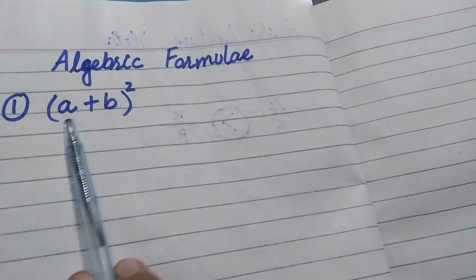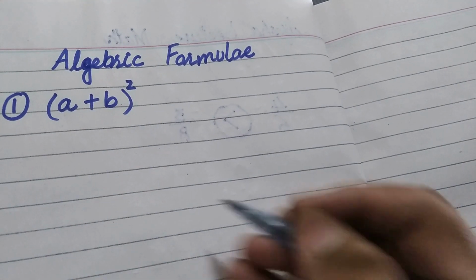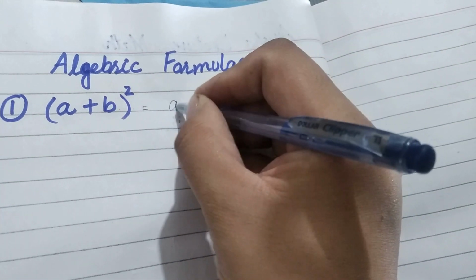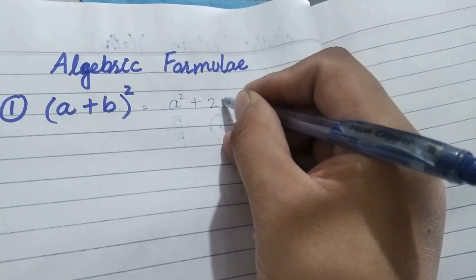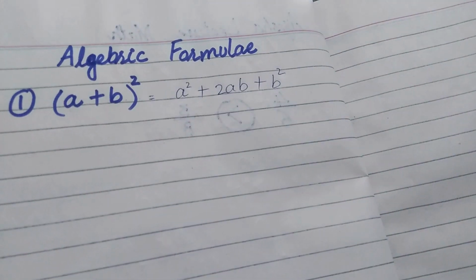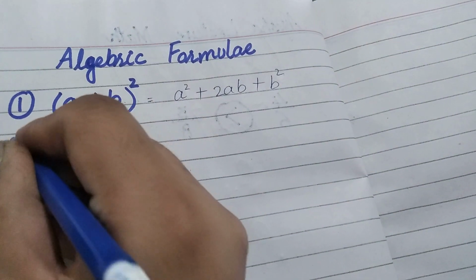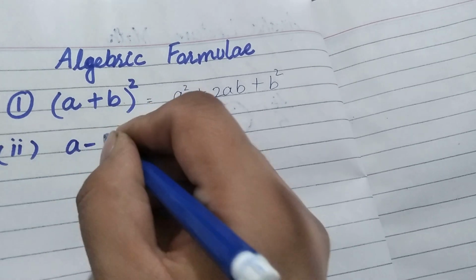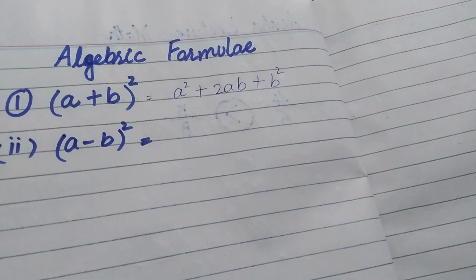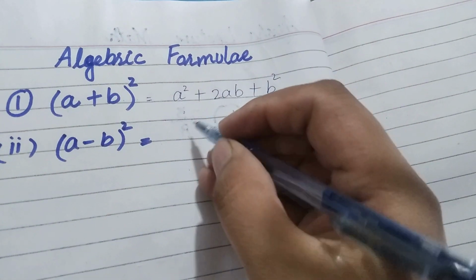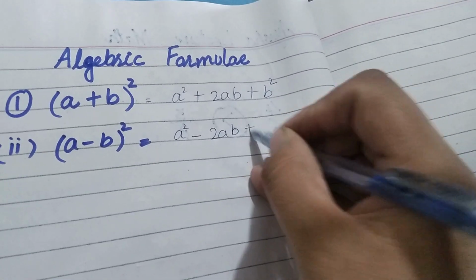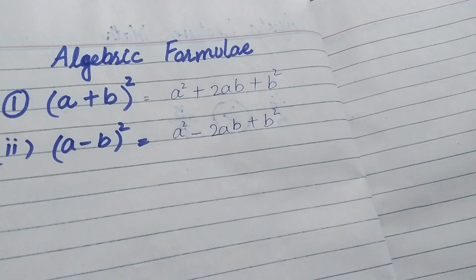Number one formula is (a plus b) whole square, that is equal to a square plus 2ab plus b square. Second formula is (a minus b) whole square, equal to a square minus 2ab plus b square.